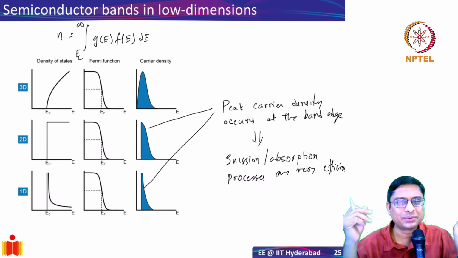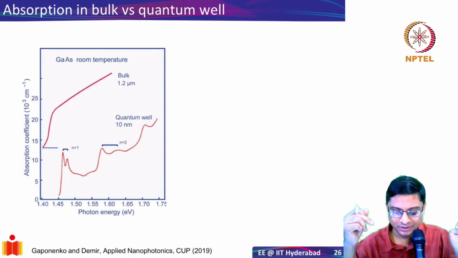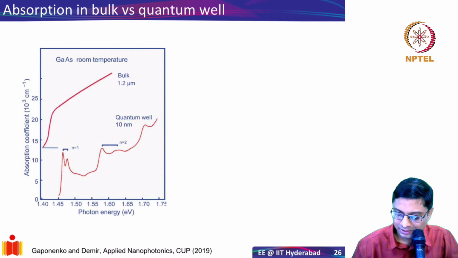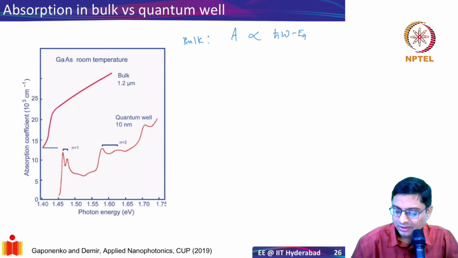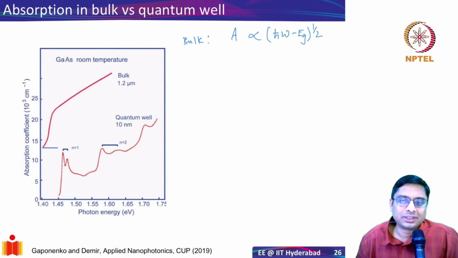Okay. So this seems to be a little bit hand waving. Let's take some examples. Let's first look at the absorption, how it occurs in bulk versus a quantum well. If you look at the bulk case, you see that figure on the top here. You have a more or less parabolic dependence. So if I take bulk, my absorption, usually you refer to it as alpha, let me refer to it as A. A is proportional to (h cross omega minus Eg) to the power of half. Okay. So this is the dependence that you will see. That's what we have seen.